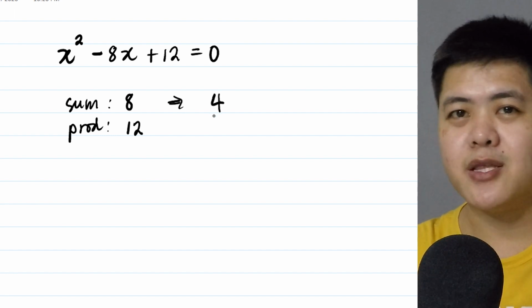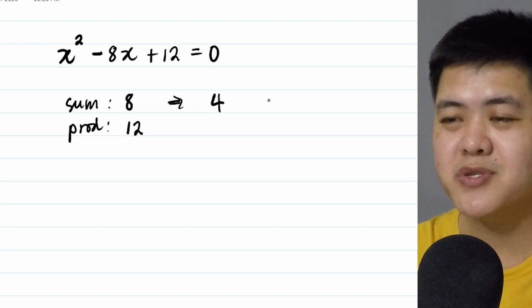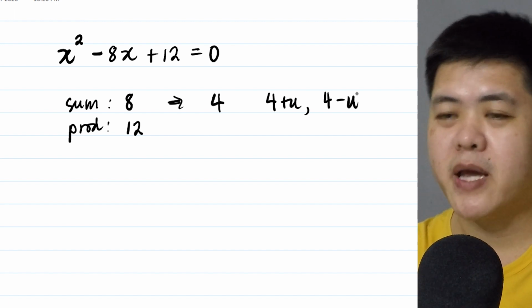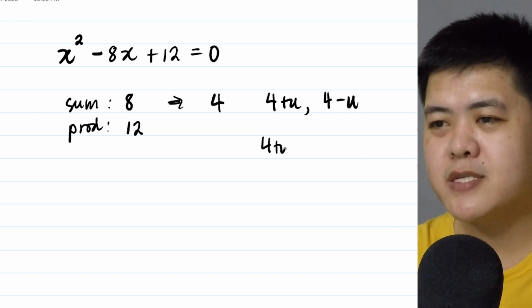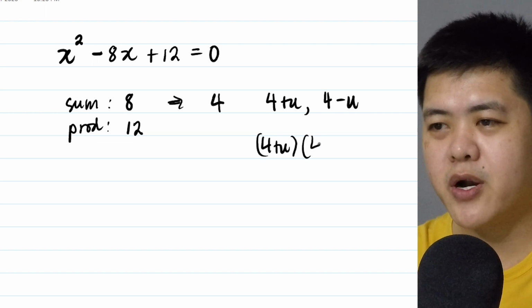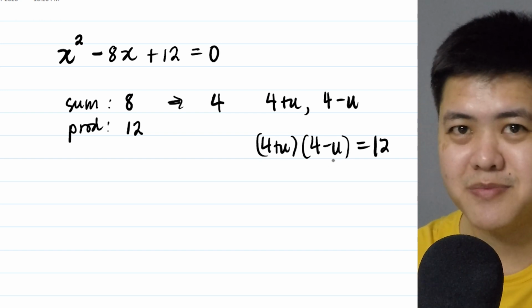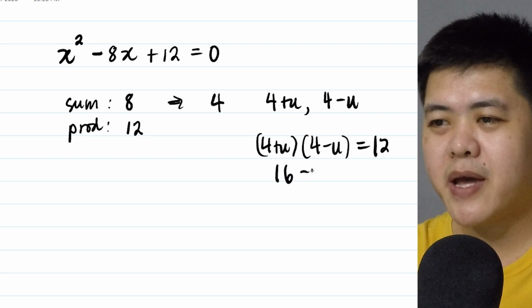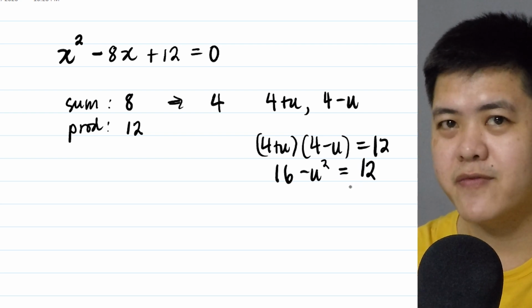And then nahanapin natin yung u na ipa-plus at ima-minus natin sa 4. So the roots are 4 plus u and 4 minus u. Now, the product is 12. So we have 4 plus u times 4 minus u is equal to 12. Alam na natin to. Hindi natin kailangan i-distribute. We know that this is 16 minus u squared is equal to 12. And then solve for the value of u.